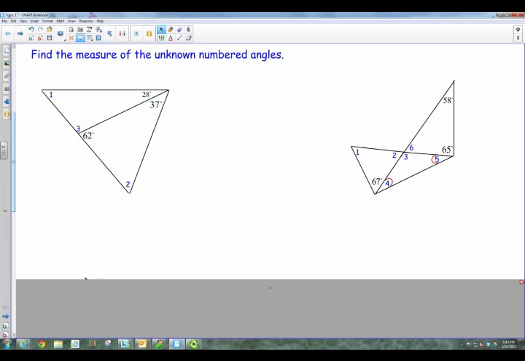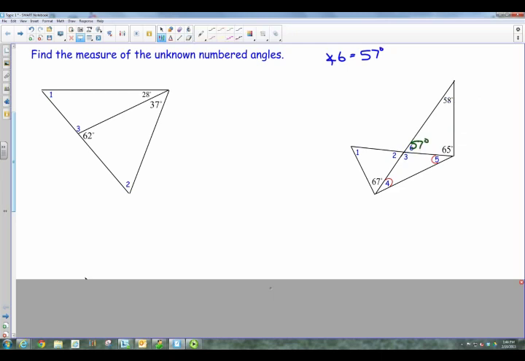Okay, so for this second set here, try and identify what might be the easiest thing to solve. Well, it might be best to start with angle 6. We know two of those three, so that's probably the place to go. So if you take 180, subtract the 65, subtract the 58, it tells you that angle 6 is going to be 57 degrees. Okay, so we now know angle 6 is 57 degrees.